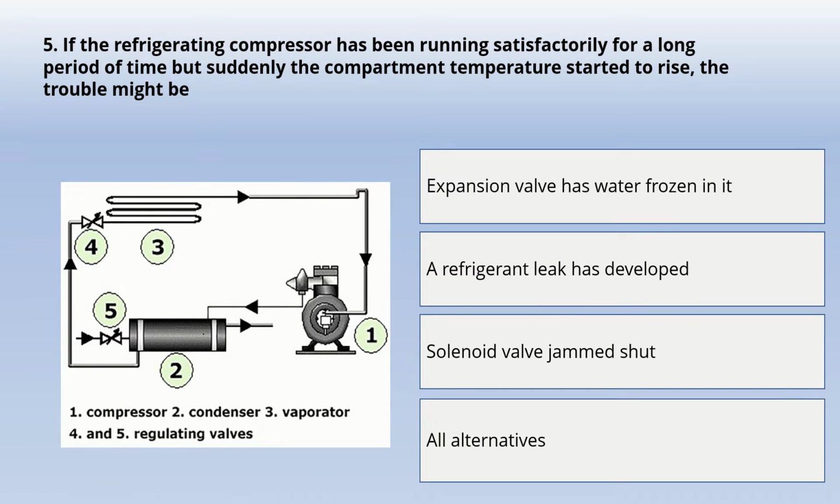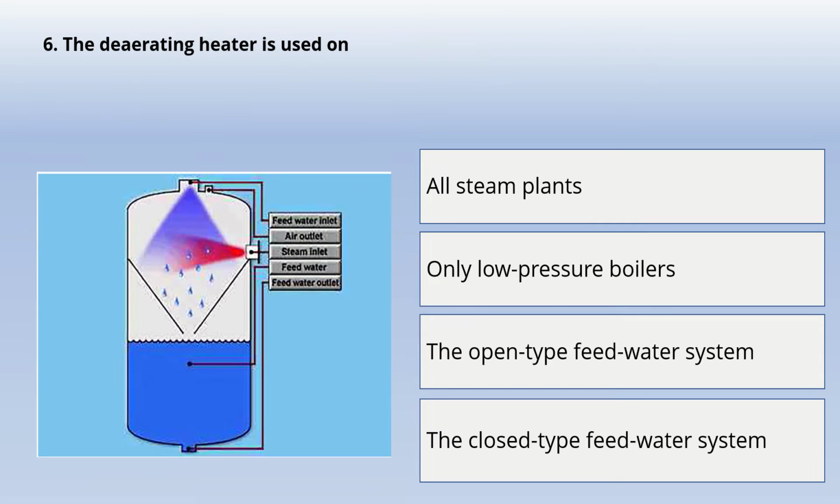Our next question is, if the refrigerating compressor has been running satisfactorily for a long period of time but suddenly the compartment temperature started to rise, the trouble might be, and the options are expansion valve has water frozen in it, a refrigerant leaking has developed, solenoid valve jammed shut, all alternatives. And the correct option for this question is all alternatives, that is, all the other three options are correct.